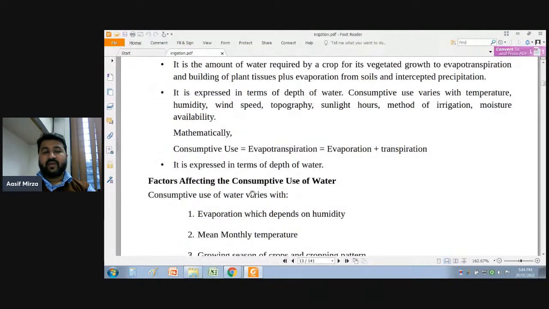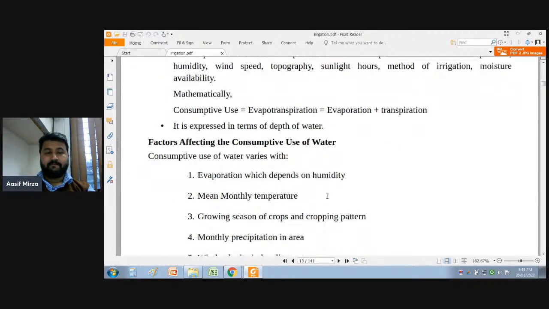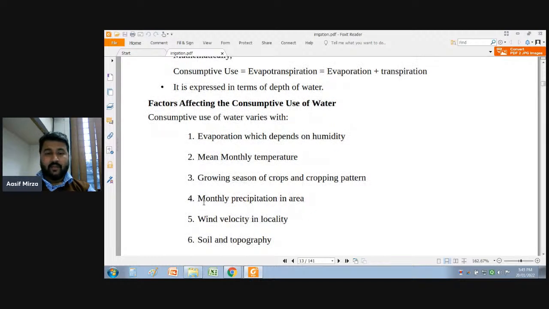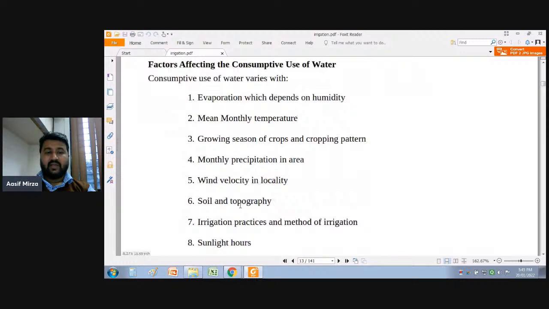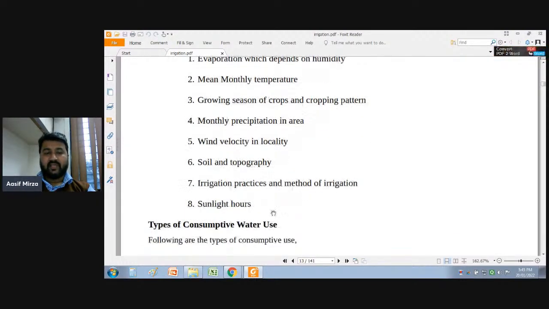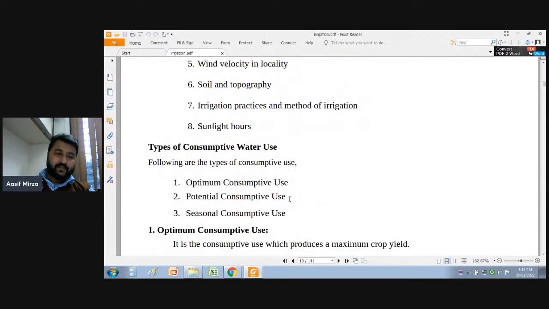Now, factors which affect the consumptive use of water. Consumptive use of water varies with evaporation, which depends on humidity, mean monthly temperature, growing season of crops and cropping pattern, monthly precipitation in the area, wind velocity in the locality, soil and topography, irrigation practices and method of irrigation, and sunlight hours.